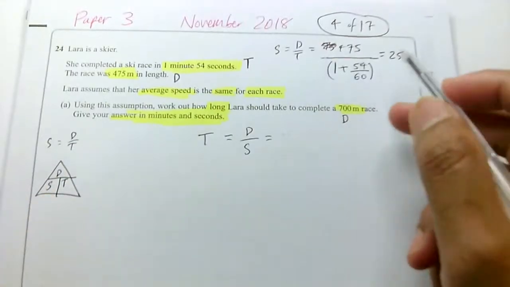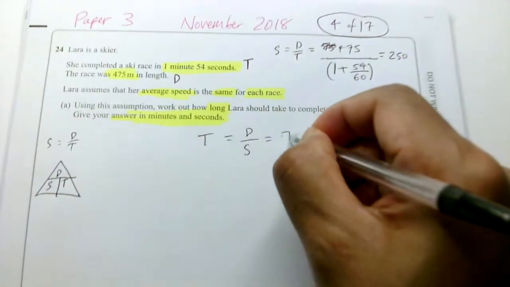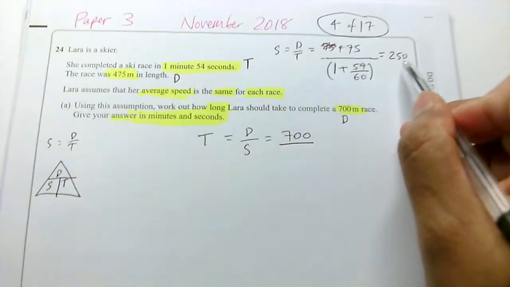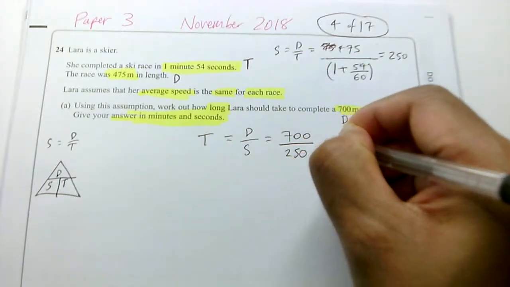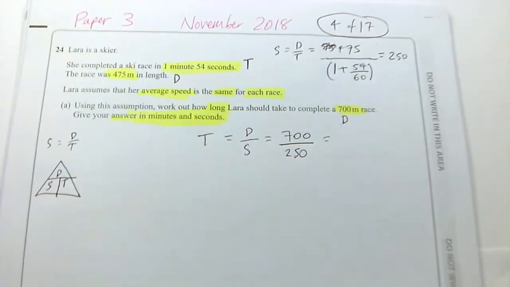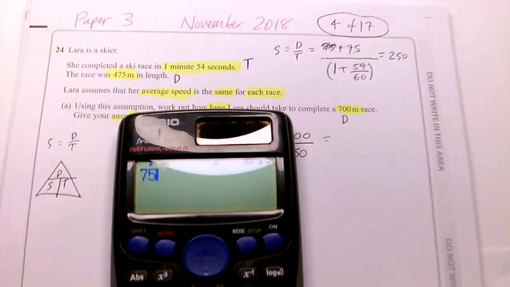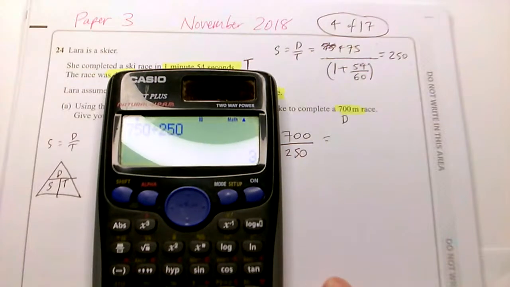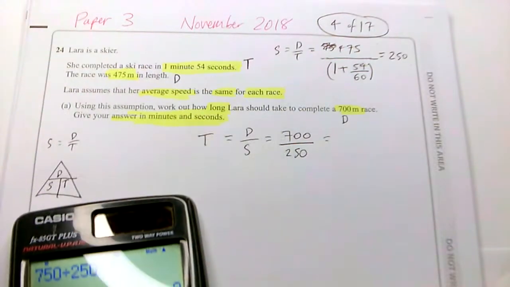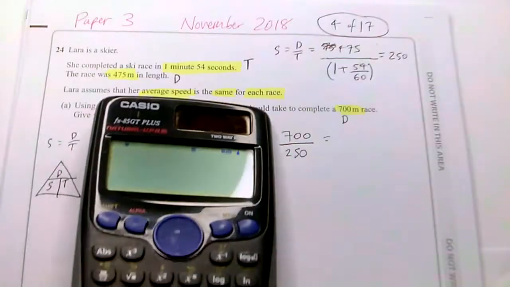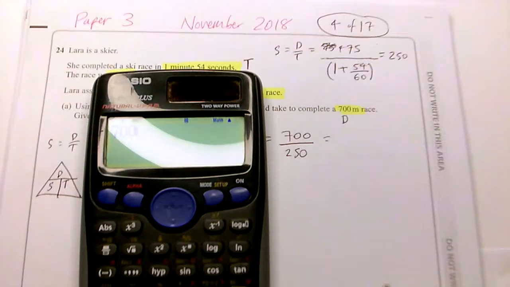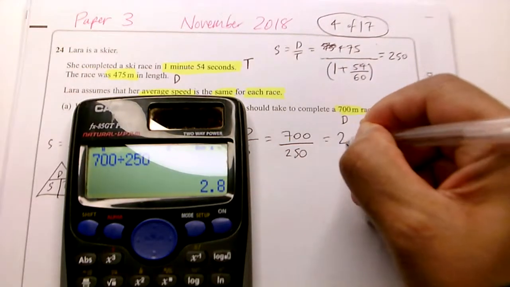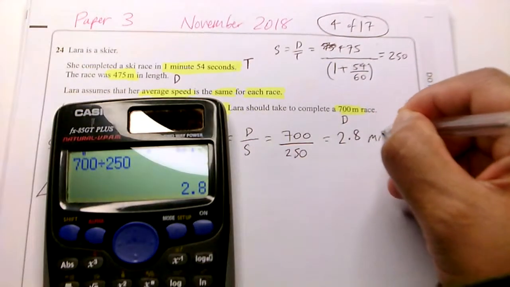So my distance now is 700 meters divided by my speed, which is 250. That gives me 750 divided by 250. I put the wrong number in there, 700 divided by 250. That gives me 2.8. Now this is in terms of minutes.